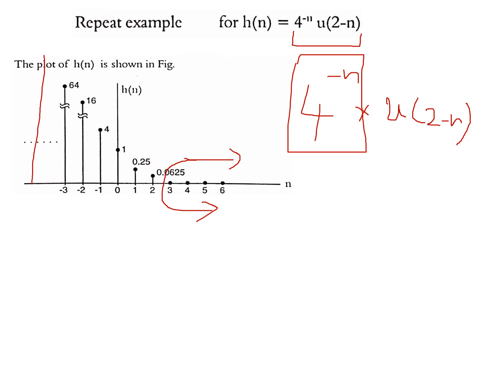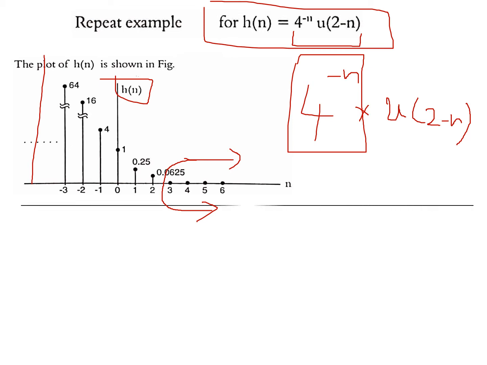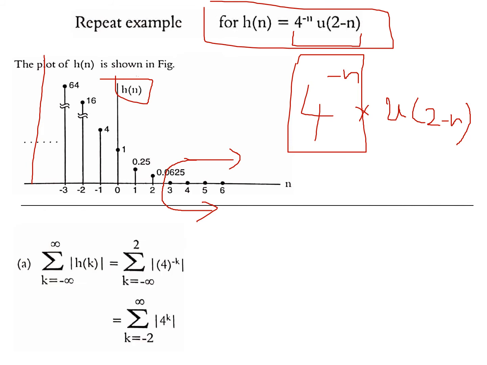Now this is the equation, and this is the graph of the equation. Now you have to find whether the system is stable, whether the system is memoryless, and also whether the system is causal. Let us first find the stability. See, this is what I get when I write the equation for the total sum of the impulse response. So this is the final formula I have to apply.